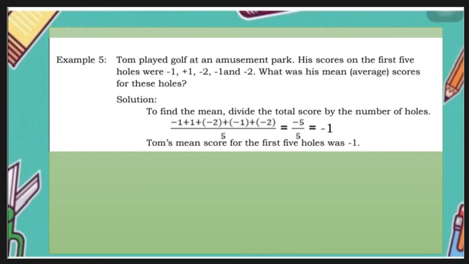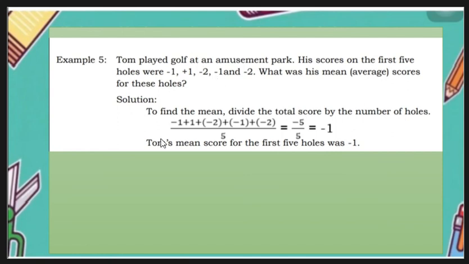So example number 5. Tom played golf at an amusement park. His scores on the first 5 holes were negative 1, positive 1, negative 2, negative 1, and negative 2. What was his mean average score for these holes? Again, the question is, what was his mean or average? To find the mean, divide the total score by the number of holes.